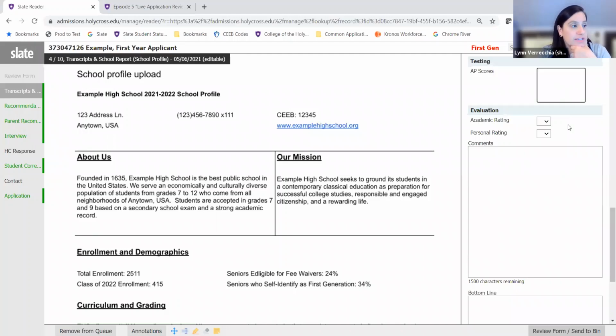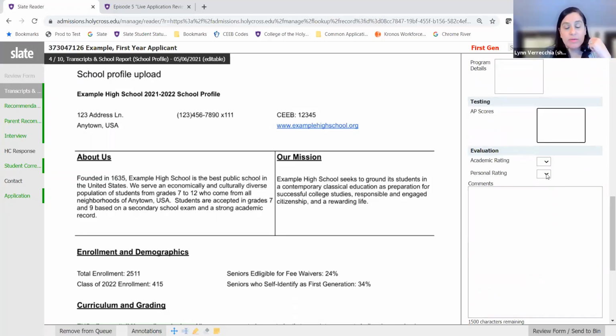You want me to move into testing here, Tom? Yeah, that sounds great. So AP scores, we do not load them automatically into the application. This is where a counselor would enter if a student had AP or IB scores really listed often on a transcript. They might list those scores here. This is separate from, say, SAT or ACT scores.